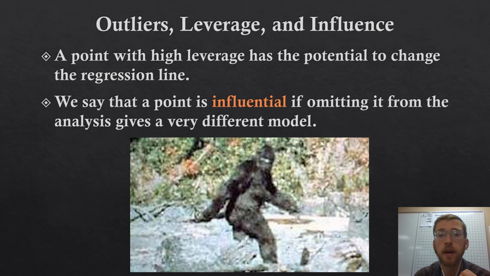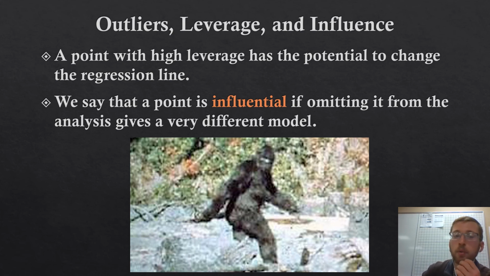Now, a point with high leverage, so the x value is really, really far to the right or really, really far to the left compared to most of the other points, has the potential to change the regression line. It turns out that if we have that point in line with the rest of our data, a point of high leverage can actually strengthen our correlation. Whereas if we have it outside of the general pattern of our scatter plot, it would actually weaken our correlation.